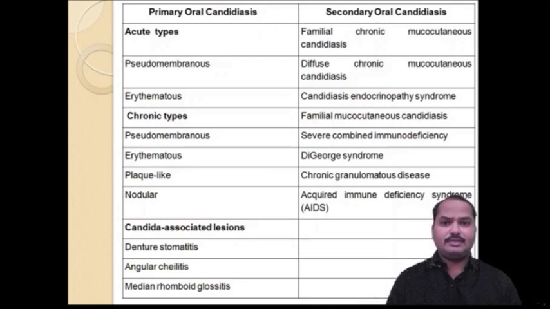Now here is the classification of primary and secondary oral candidiasis, where primary has been categorized into acute types, chronic types, and Candida-associated lesions. The secondary oral candidiasis is associated with various systemic illnesses and categorized into familial chronic mucocutaneous types, diffuse mucocutaneous candidiasis, endocrinopathy syndrome, mucocutaneous disease in the family, severe combined immunodeficiency, etc., and also AIDS.